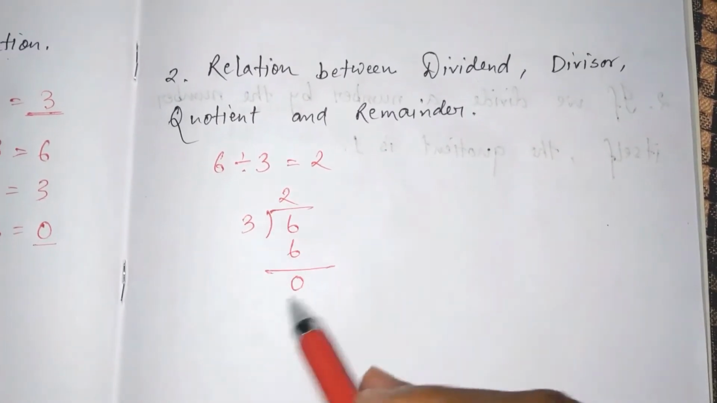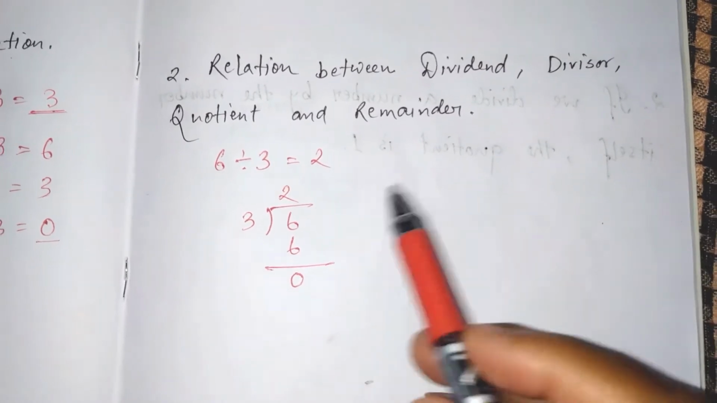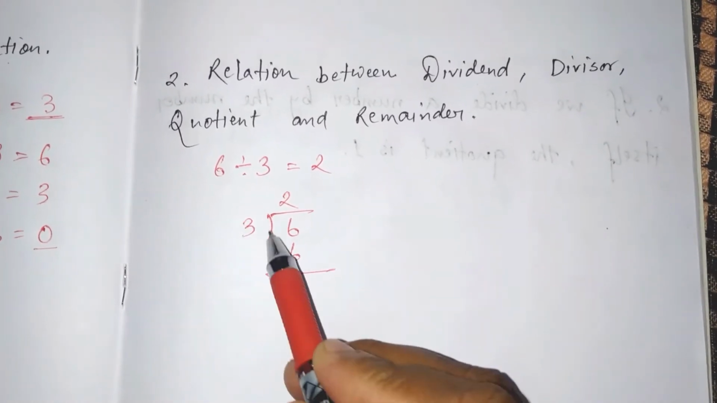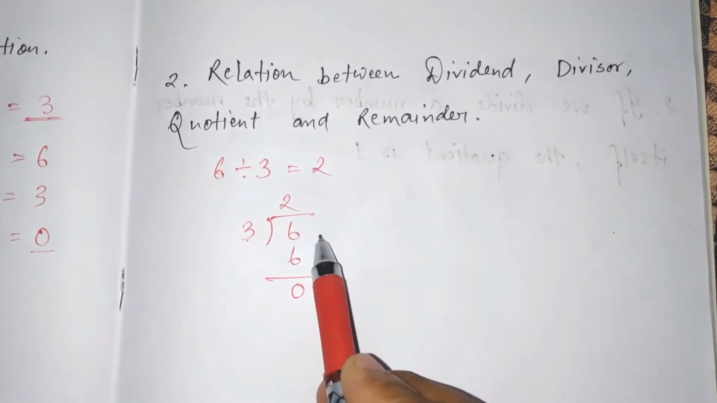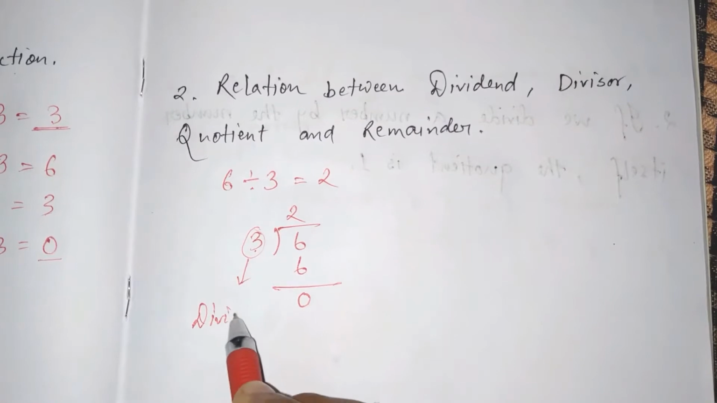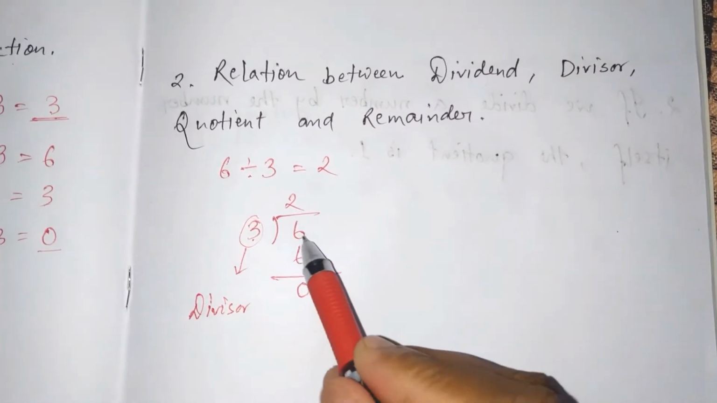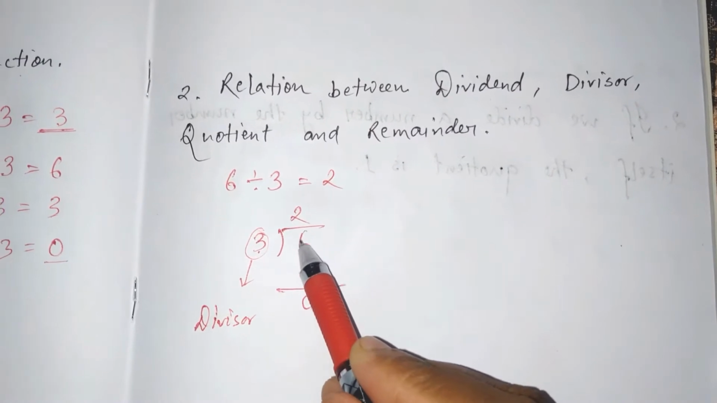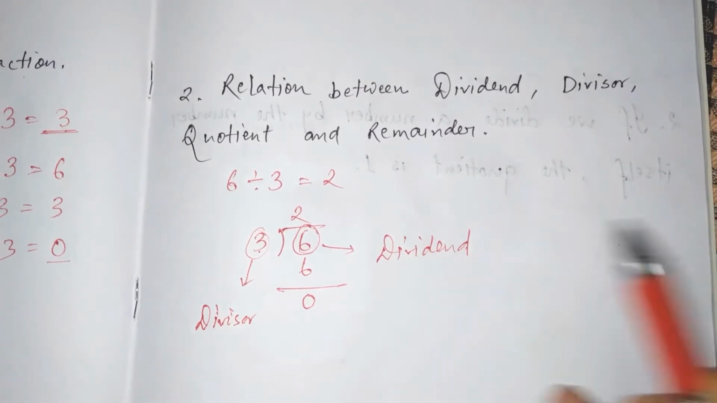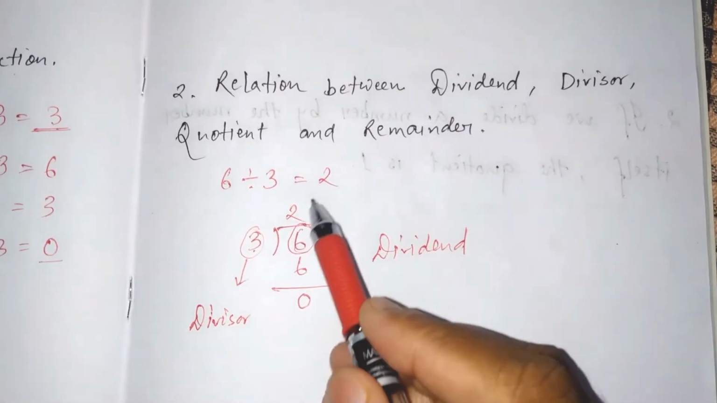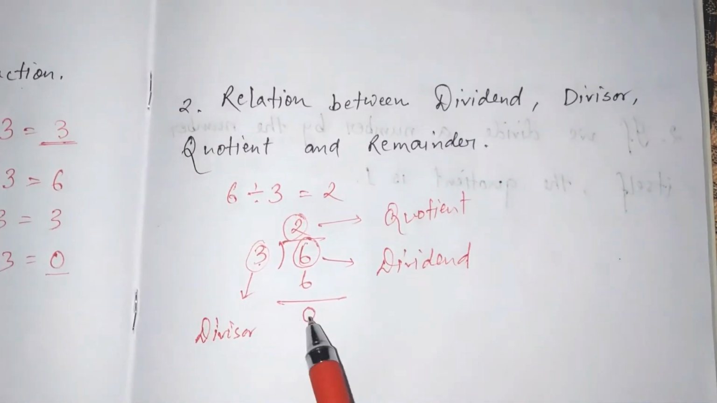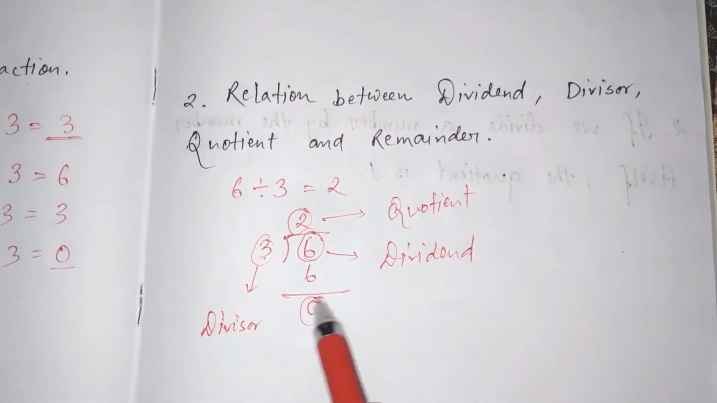Here this division has 4 important parts. The number which is dividing, that means here this 3 is dividing this 6, is called the divisor. And the number which is being divided, so here 6 is being divided, will be called the dividend. And the result that I get after division is the quotient, and whatever remains at the end of the division will be called the remainder.